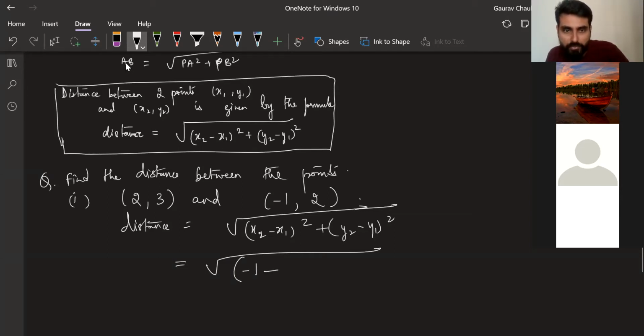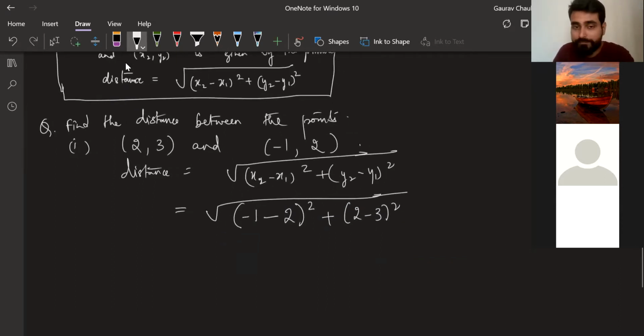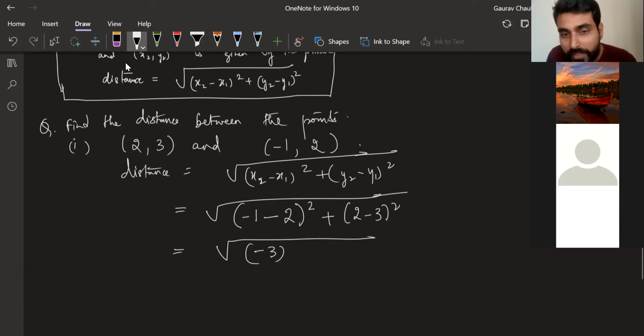Okay, so x2 is minus 1, minus x1 is 2. Minus 1 minus 2 the whole square plus y2 minus y1. y2 is 2, y1 is 3. So 2 minus 3 the whole square. All right, so under the root, keep the root as it is, make the numbers inside a single number, then do with it. So you have minus 3 the whole square, minus 1 minus 2 as well, plus minus 1 the whole square.